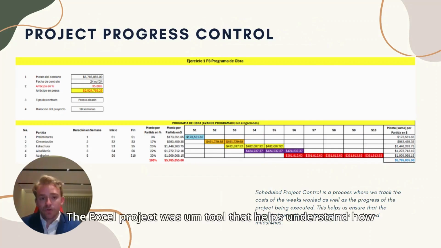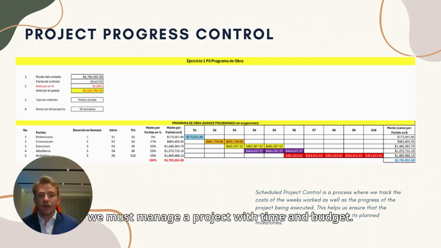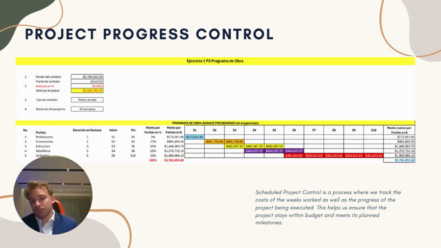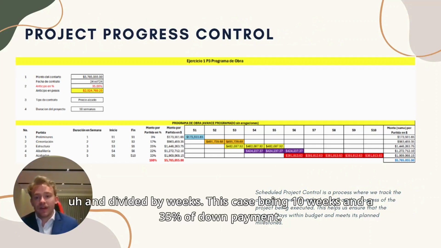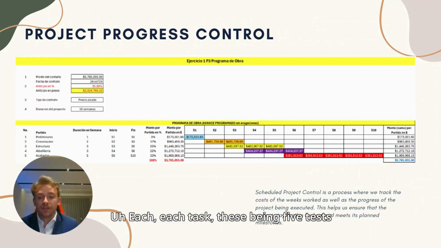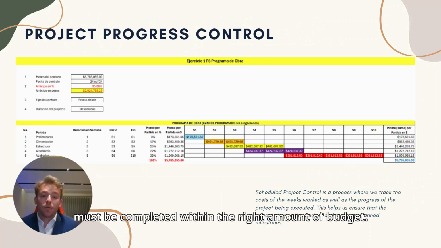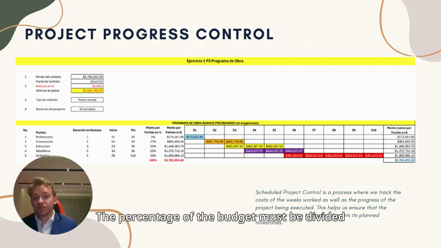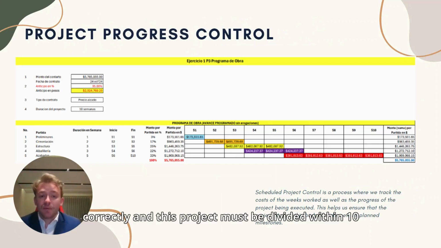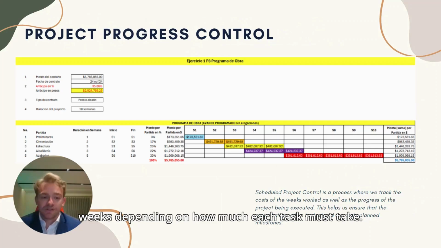The Excel project was a tool that helps understand how we must manage a project with time and budget. First off, we were given a certain amount for a project with estimates divided by weeks, this case being 10 weeks and a 35% down payment. Each task, this being 5 tasks, must be completed within the right amount of budget. The percentage of the budget must be divided correctly, and the project must be divided within 10 weeks, depending on how much each task must take.